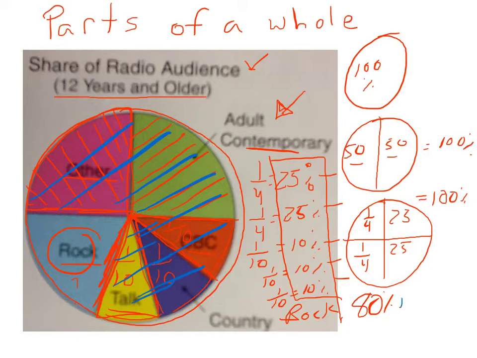So what does 80% have to add with in order for the circle graph to equal 100% of the people that were surveyed in this year? What's the missing number? 80 plus blank equals 100. Rock must be, it has to be 20%. Rock has to be 20% because circle graphs always, always, always add up to a total of 100%.